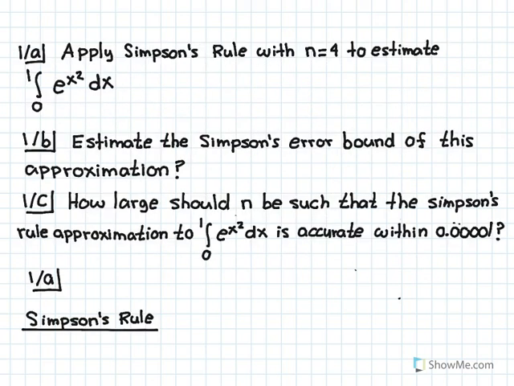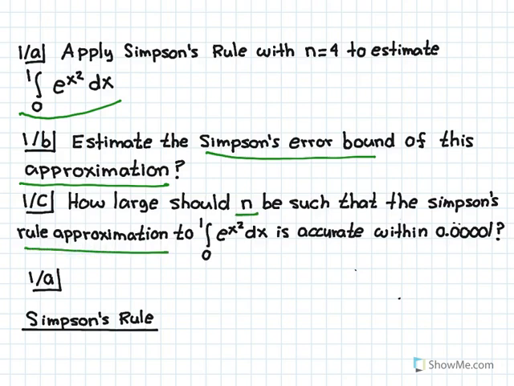All right, so here we have a question. Part A: apply Simpson's rule with n equals 4 to estimate the integral 0 to 1 of e to the x squared dx. Part B is estimate the upper bound on Simpson's error bound of this approximation. And part C is how large should n be such that the Simpson's rule approximation to the definite integral 0 to 1 of e to the x squared dx is accurate to within 0.00001, four zeros and a 1, that means 1 over 100,000.